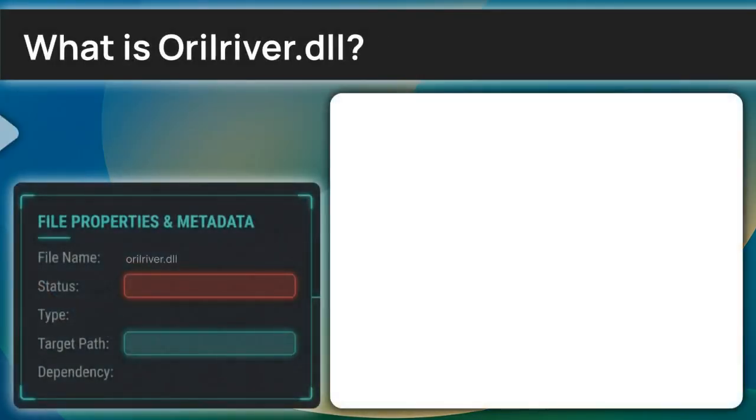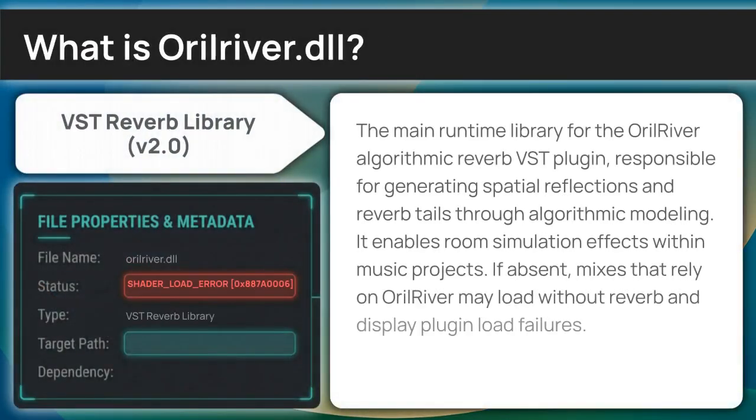This is the Orilriver Reverb plugin, the main runtime library for the Orilriver Algorithmic Reverb VST plugin, responsible for generating spatial reflections and reverb tails through algorithmic modeling. It enables room simulation effects within music projects. If absent, mixes that rely on Orilriver may load without reverb and display plugin load failures.